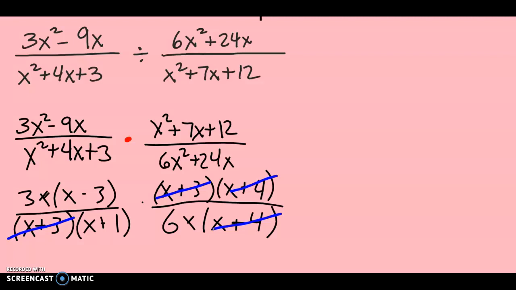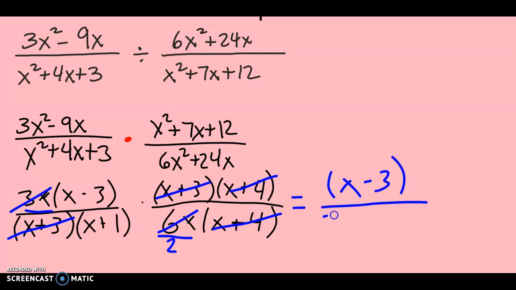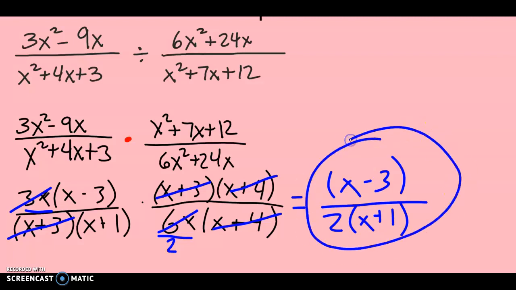But you also see we have this factor of 3x and this factor of 6x. Both of those can be divided by 3x. So the 3x will completely go away, and the 6x is going to turn into a 2, because when you reduce 6x by 3x, it becomes 2. So our final answer is what's left. x minus 3 is left on top. On bottom, 2 times x plus 1. All right, that is our simplified form of our answer.